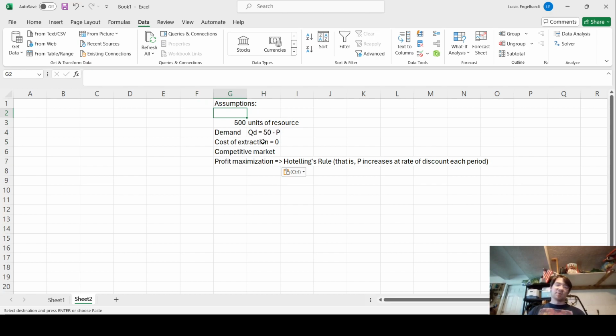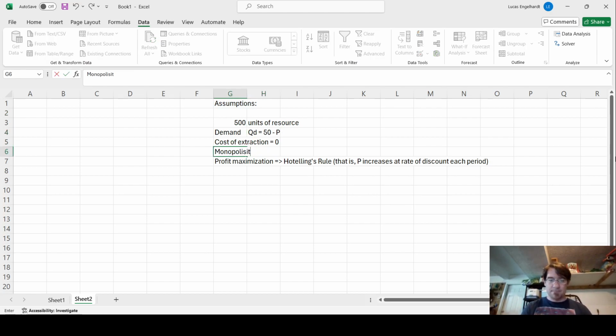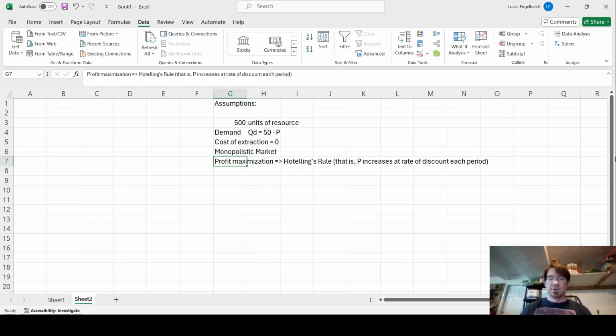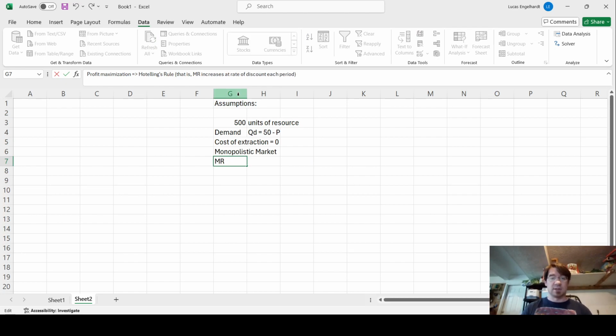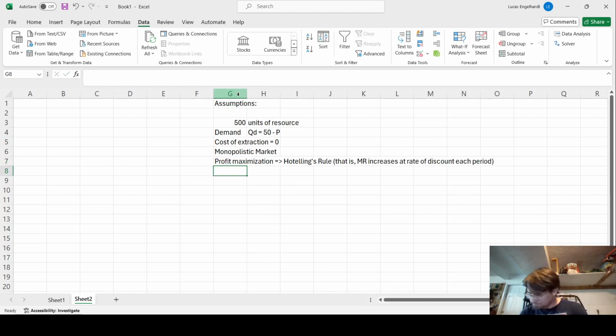So again, 500 units of the resource. Our demand is still going to be that quantity demanded equals 50 minus P, but this time, instead of a competitive market, let's switch it up so that now it's a monopolistic market. Which means this profit maximization is going to imply not that the price is increasing at the rate of discount each period, but rather that the marginal revenue is increasing at the rate of discount each period. Now, in a perfectly competitive market like we did before, your marginal revenue and your price are the same. That is not going to be true here for our monopoly.